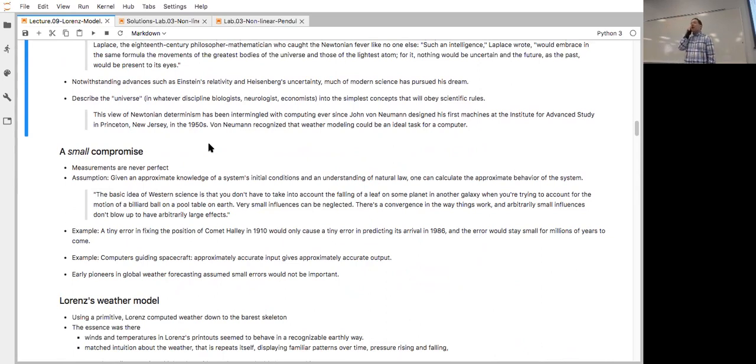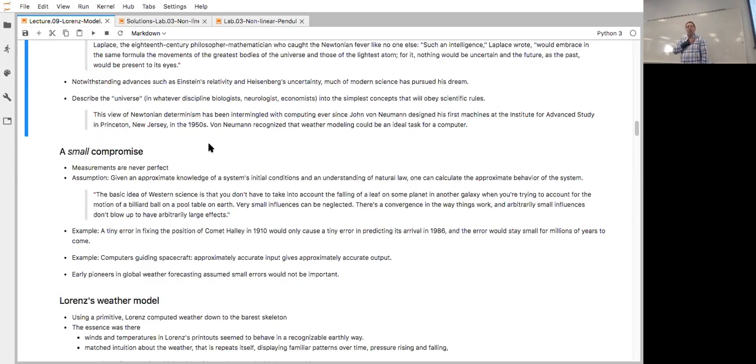Here's the assumption. Given an approximate knowledge of a system's initial conditions, and of course the understanding of the natural laws, the laws of physics, one should be able to calculate the approximate behavior of the system. The basic idea of Western science is that you don't have to take into account the falling of a leaf on some planet in another galaxy if you're trying to account for the motion of a billiard ball across the pool table here on Earth. Small influences, especially very small influences, are neglected. There's a convergence in the way things work, and arbitrary small influences don't blow up to have arbitrary large effects. That's the inbuilt assumption here in Newtonian determinism.